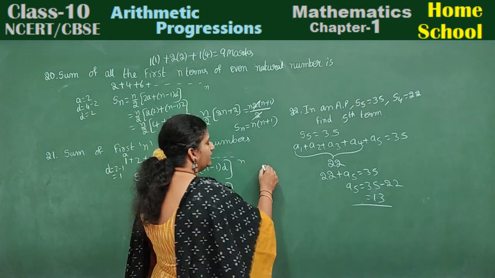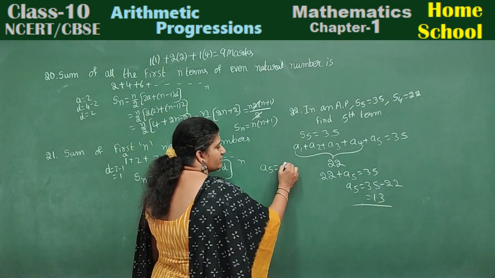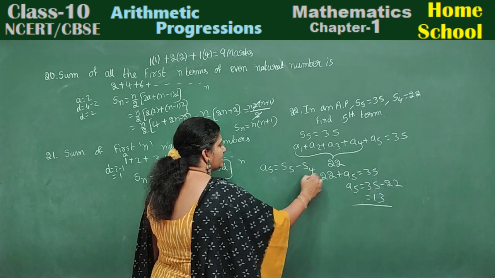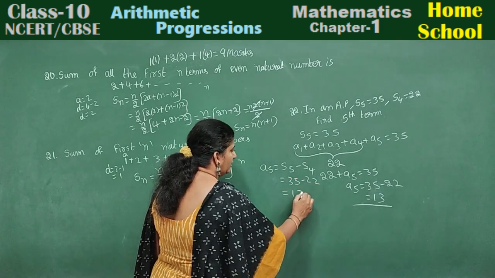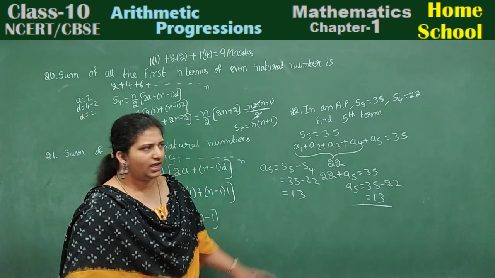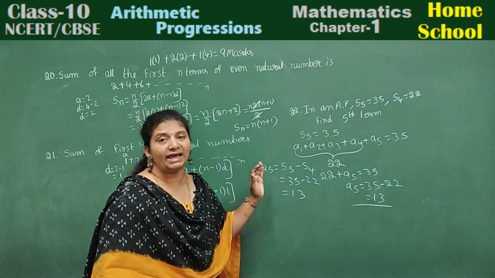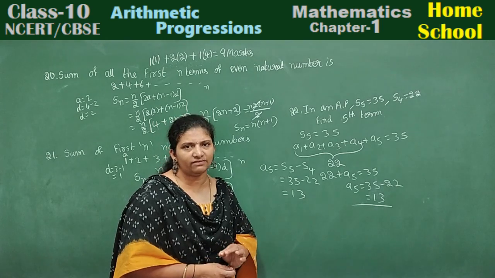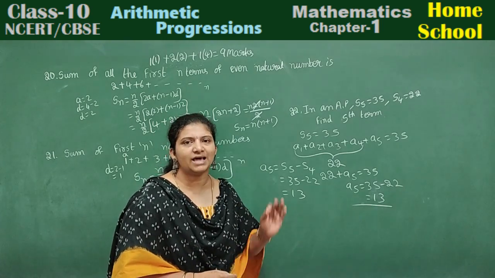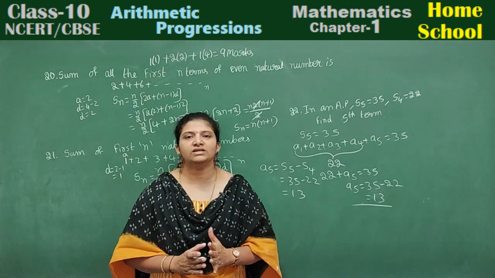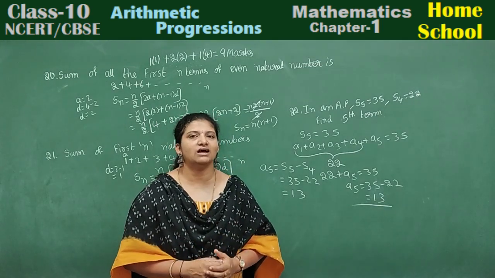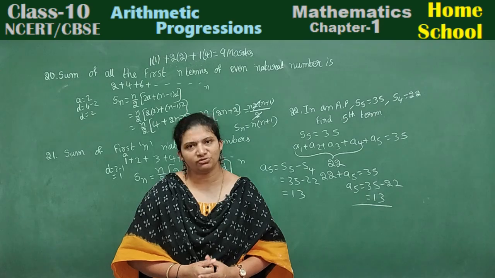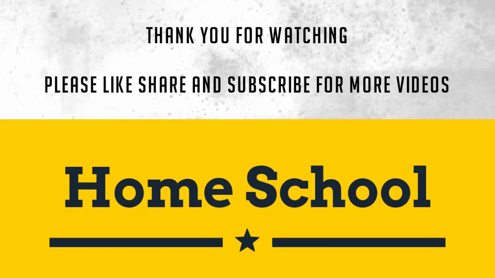Okay, or directly you can write, children, A5 is equal to S5 minus S4. That is 35 minus 22. That will be 13 is your answer. Anyway, you can do, but you should understand that in any given series, S means sum of terms. So with this, we end the 1 mark questions. See, these are all the questions which occurred from 20 question papers.